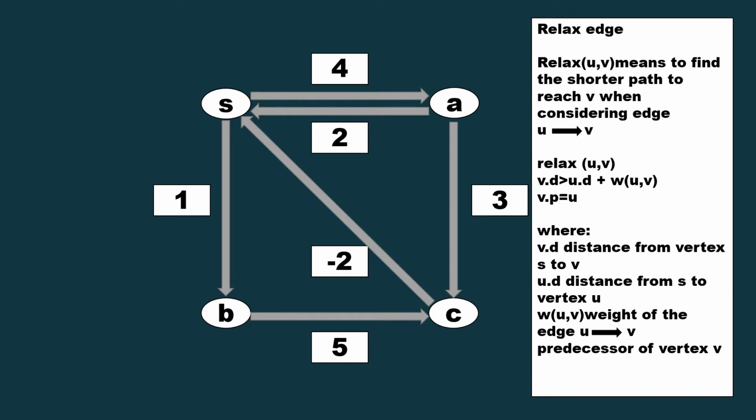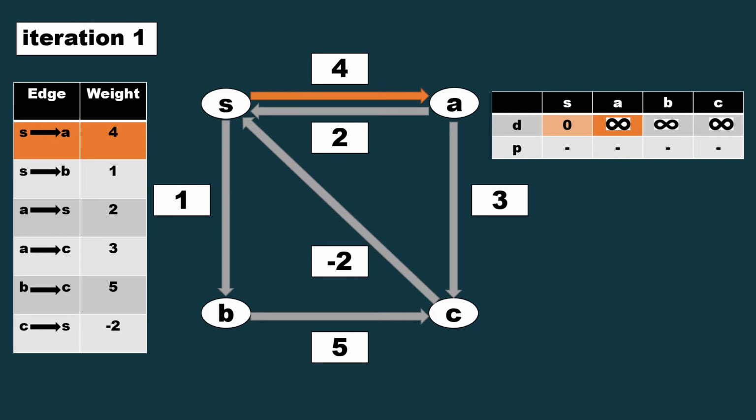This is how we relax an edge. Relax (U,V): if V.d is greater than U.d plus the weight (U,V), then V.d equals U.d plus the weight, and V.p is now equal to U. We need to relax an edge so we can find the shorter path to reach V. We will perform now iteration 1. Consider the following 2 arrays with a value of 0 and infinity, and the predecessor is empty.